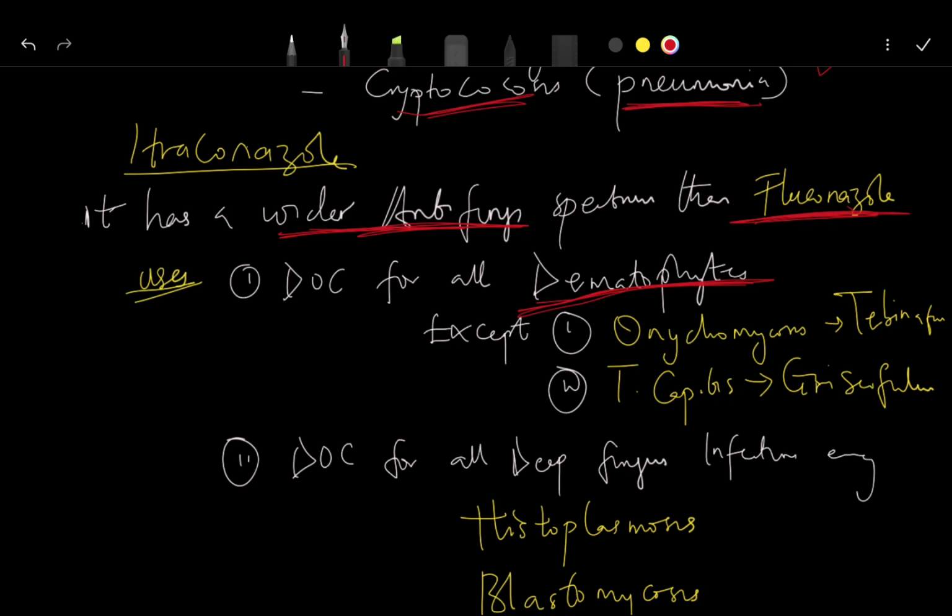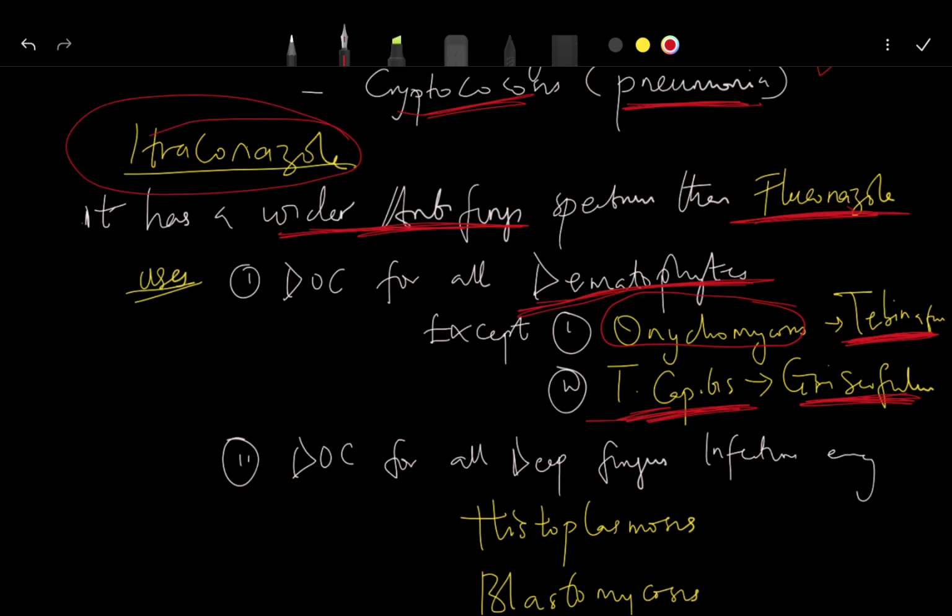The only exception is that it can also work on onychomycosis, but it is not a drug of choice for onychomycosis. For onychomycosis, we use terbinafine. We will come to terbinafine shortly. Then for tinea capitis, we use griseofulvin. So take note of that. Itraconazole has a wider spectrum. It can kill all dermatophytes, including these two, onychomycosis and tinea capitis, but it's not the drug of choice for them.